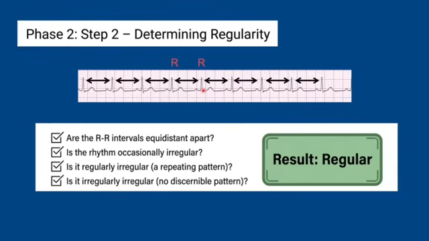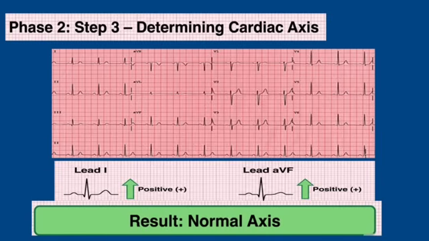Step 3. Determine cardiac axis. Look at the QRS complex in lead 1 and the QRS complex in aVF. Here you find a positive QRS complex in lead 1, a positive QRS complex in lead aVF, which means normal cardiac axis. Step 4. Calculate the heart rate.